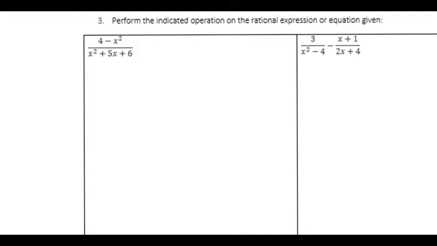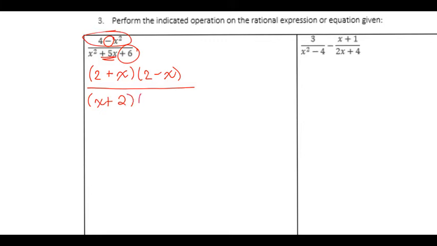So I'm looking at the numerator, and I see that this is a difference of 2 perfect squares. So 4 minus x squared, it's a difference because there's a minus sign in between, and 4 is a perfect square, and so is x squared. So that factors into 2 plus x and 2 minus x. Okay, and the denominator here is just a regular quadratic trinomial. And here I want to see what multiplies to 6 and adds to 5 to get that factor. So that's x plus 2, x plus 3.